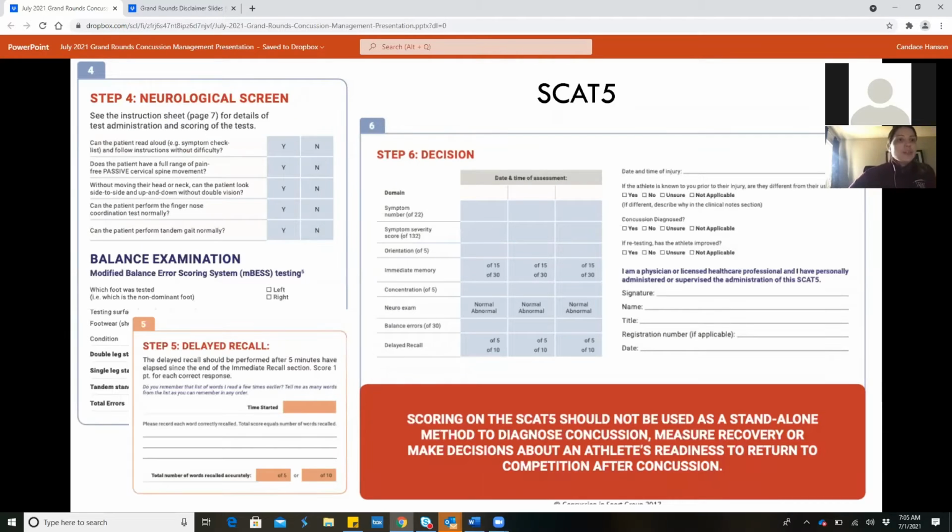Neurologic screens, so looking for those concerning reasons to get higher level care, balance examination, and then delayed recall, asking for those words that you asked for immediate recall and documenting how long later it is. And then the decision. So you can put all of the data that you have, what the scores for everything are, into one place and have it all. If that's the way your brain works a little bit better, you can have it all right there in front of you to have a little bit easier decision based on how many things are abnormal. And then it's a nice little checkbox that just says, do you think this is what's going on? And then what are we going to do going forward?